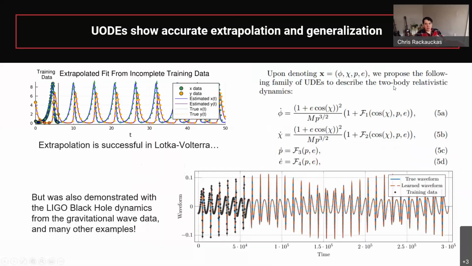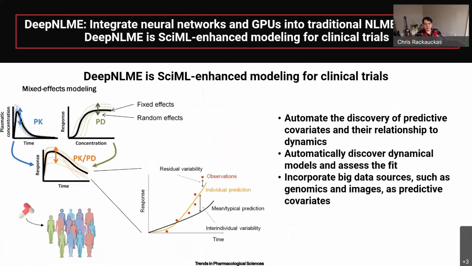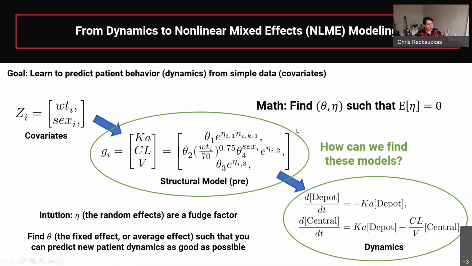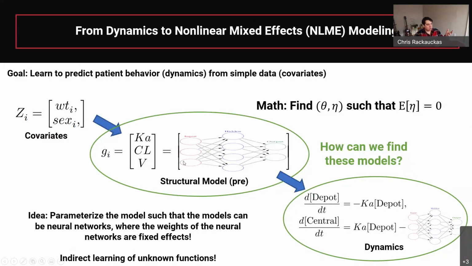And once again, the nonlinear mixed effects case is an extreme example of this. For example, if you want to do causal learning and understand whether sex actually causes differences in the dynamics of this drug, one way you can do this is to have a neural network be the structural model. You train this neural network inside your dynamical system, and then you do a sparse regression or a symbolic regression to learn the symbolic model.